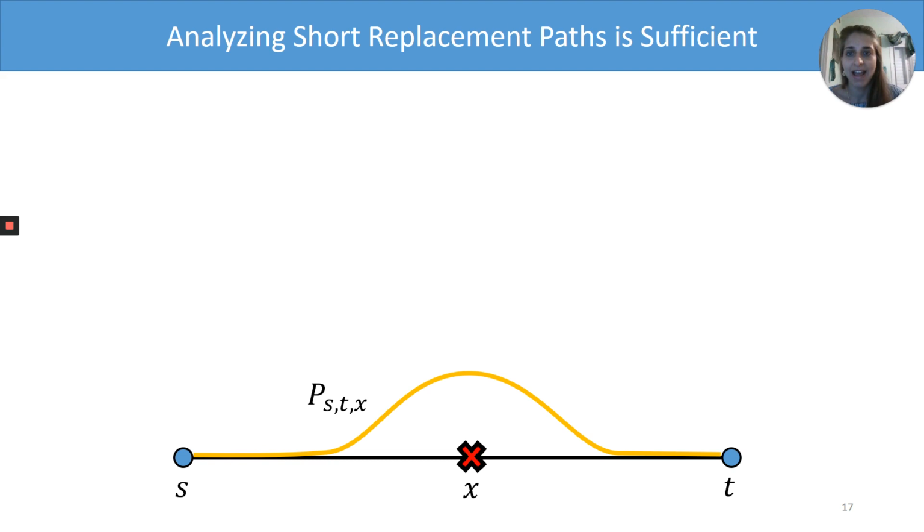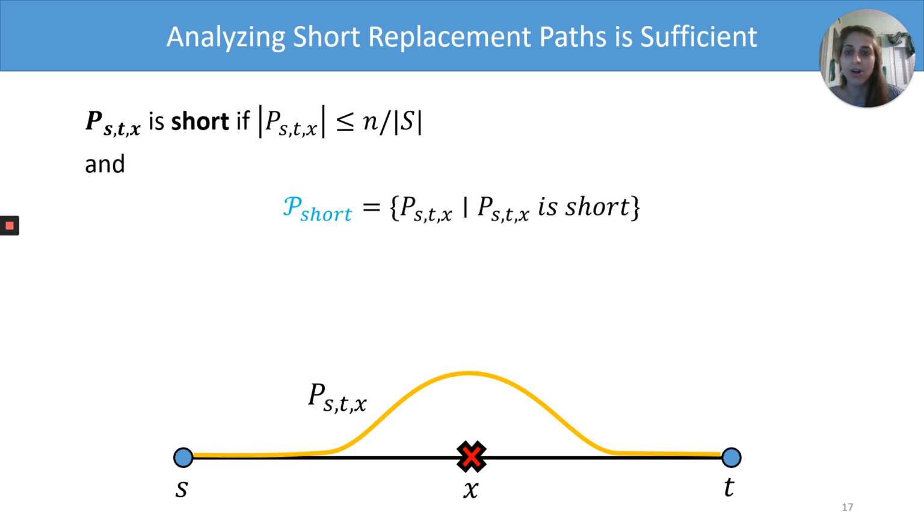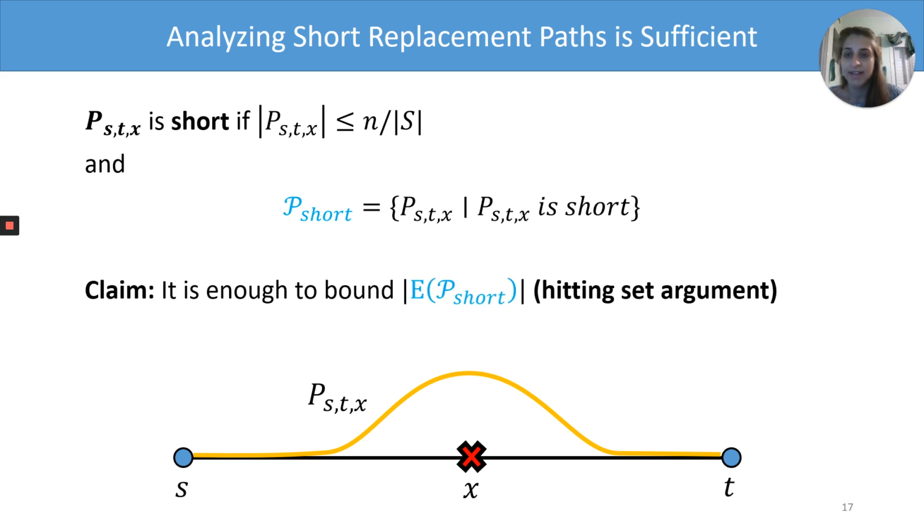So the first one is we observe that it is enough to consider only short replacement paths. So we define P_{s,t,x} to be short if the number of edges in P_{s,t,x} is no more than n over s edges. And we define P_short to be all the short replacement paths that we want to preserve. So our claim is that it is enough to bound all the edges in P_short only, and this is by a hitting set argument. We can sample O(s) random vertices, and then in every long replacement path, each edge on a long replacement path is actually in between some two new sources, and the path between them is at most n over s. So each edge on a long replacement path is actually on a short replacement path, and this is why it is enough to consider only edges in short replacement paths.